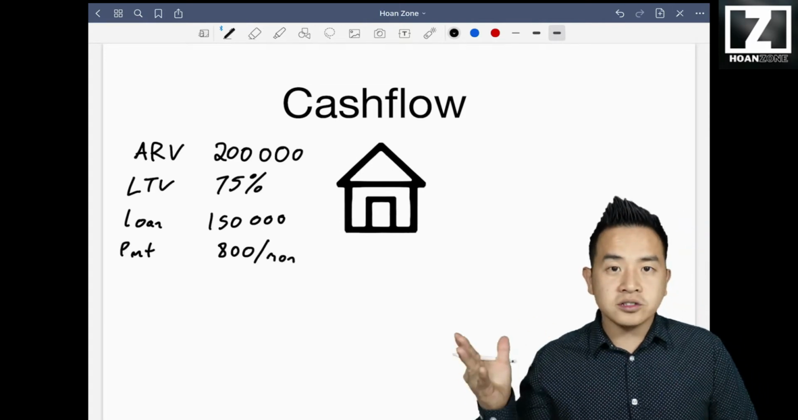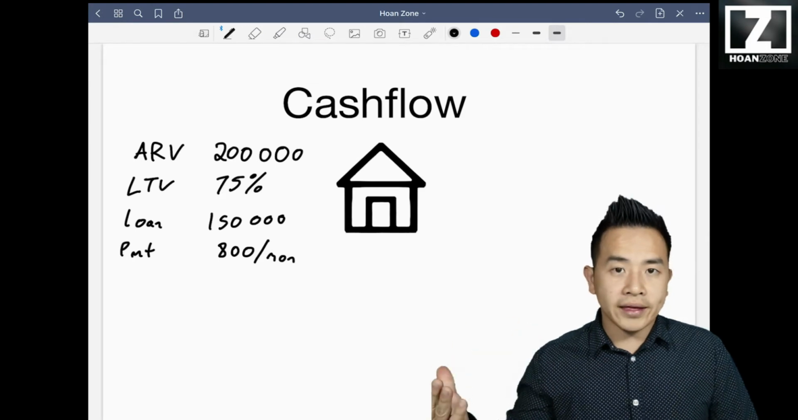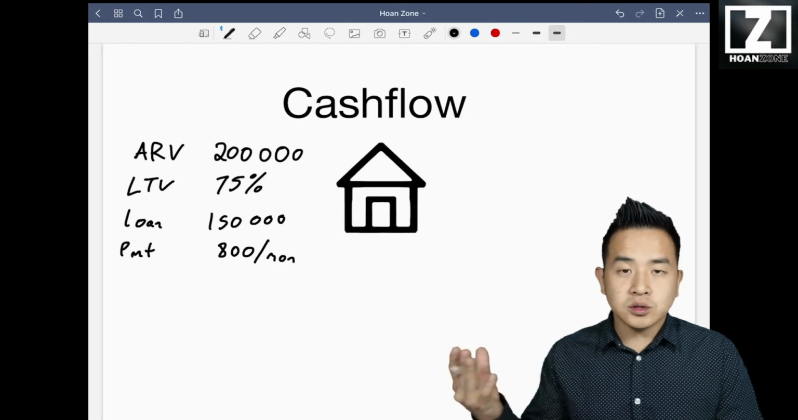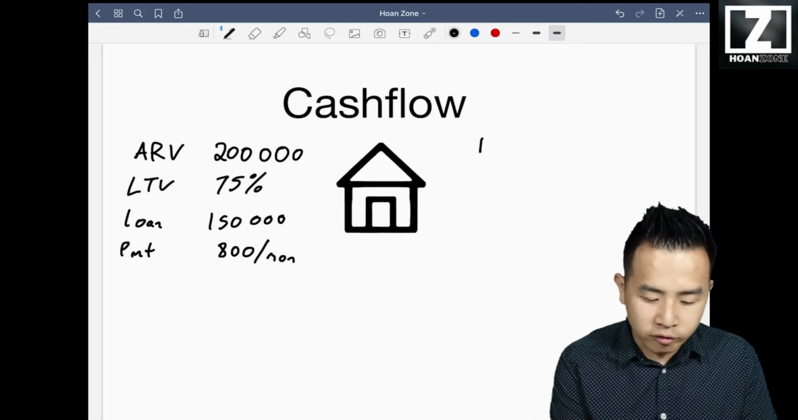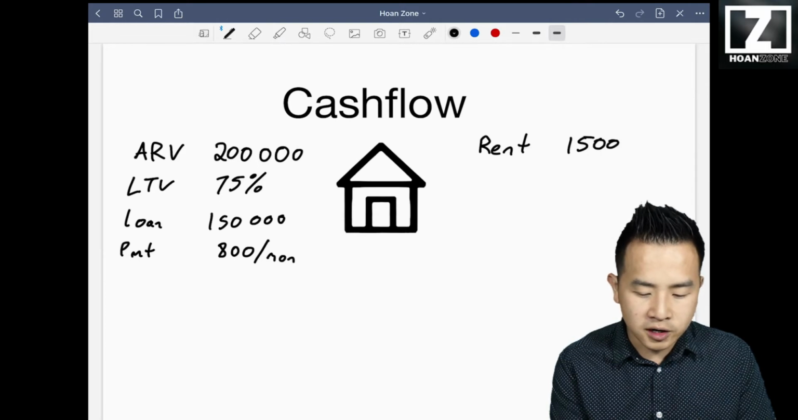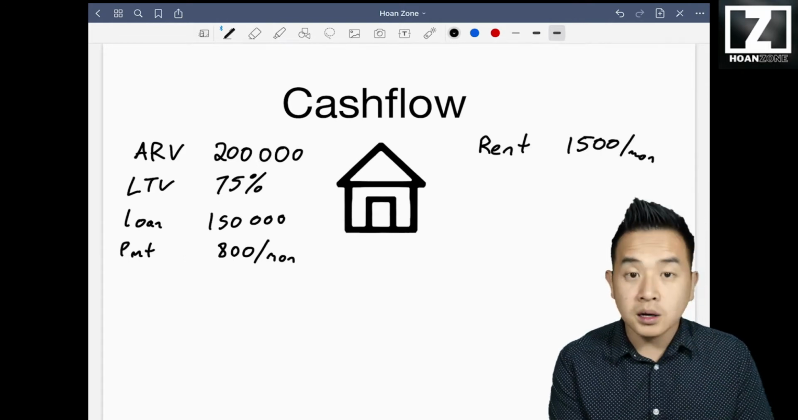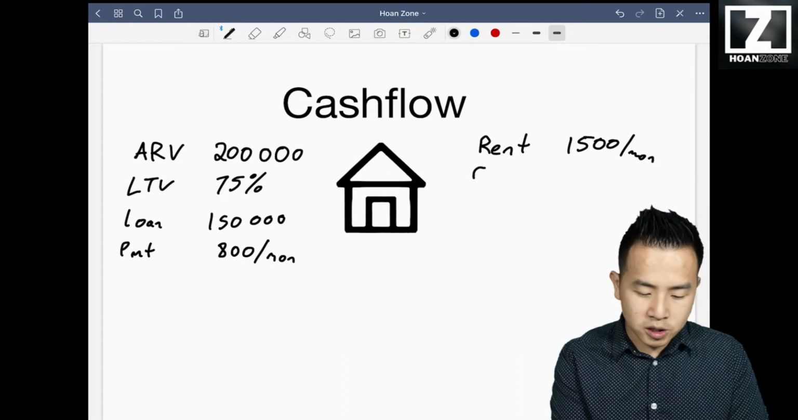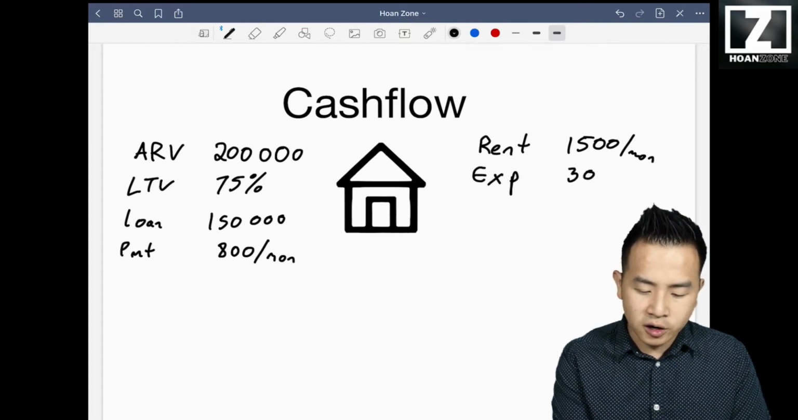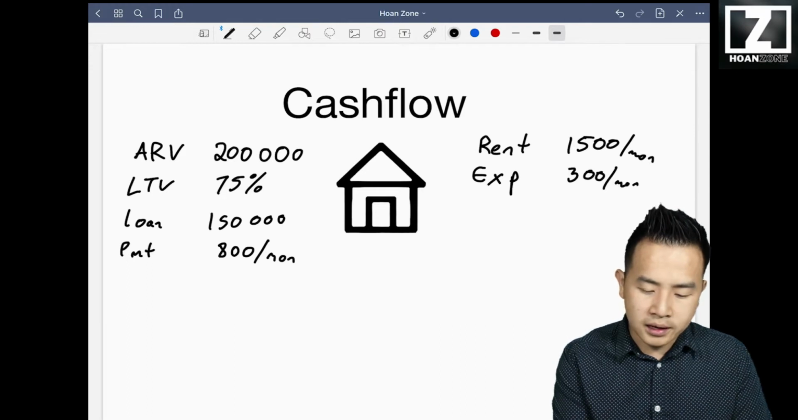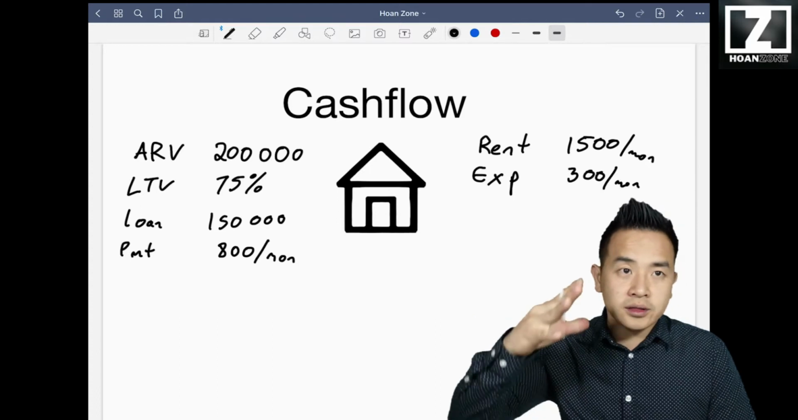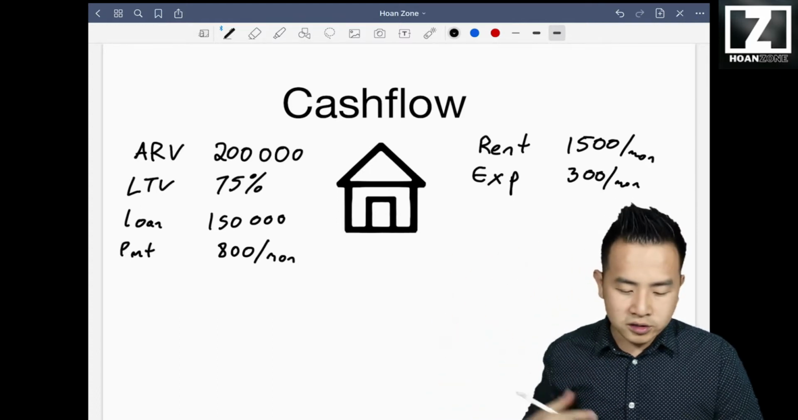That is going to be our starting point for figuring out what the cash flow is going to be. The next step when we're trying to figure out the cash flow is what are we going to be bringing in? What are the gross rents for the property? In this case, the rent is going to be $1,500 a month. And then when you have a rental property, you will have expenses. And in this case, let's say the expenses are $300 a month. Now, this is going to be property by property. It's going to be different. This is just an estimate, $300 a month.